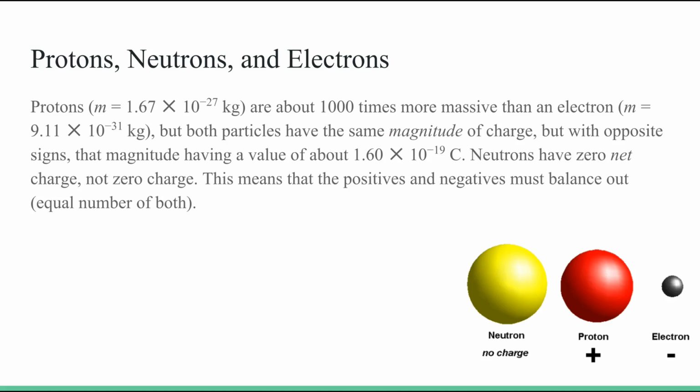Now neutrons have zero net charge, as does anything that's electrically neutral. So neutrons don't carry a charge. And the little things that make up the neutron, their charges balance out. So it doesn't really have zero charge. Charge is just a property of all matter, but it will have zero net charge. So the positives and the negatives balance out.